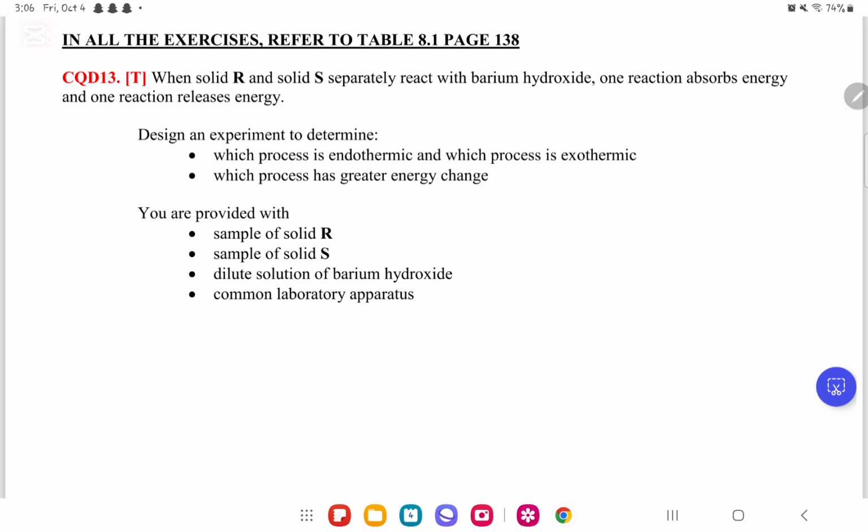So, in summary, what did we do? We did an experiment for solid R and solid S separately. Okay, first we measured the volume of the solution, then we used a proper container, then we measured the initial temperature of water before we put anything. After that, we put the mass of either solid R or solid S, and then we checked the final temperature to see which one is greater energy change. Definitely the one that had a bigger heat change has the greater energy change. And definitely the temperature has to be increased if it's a greater energy change.